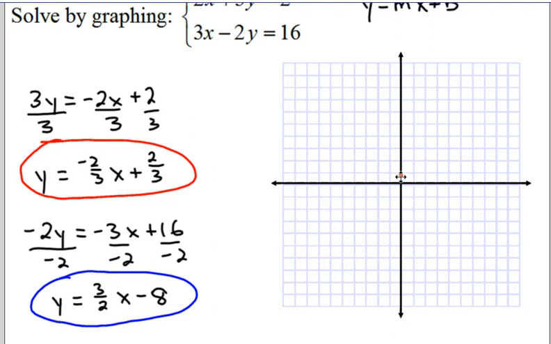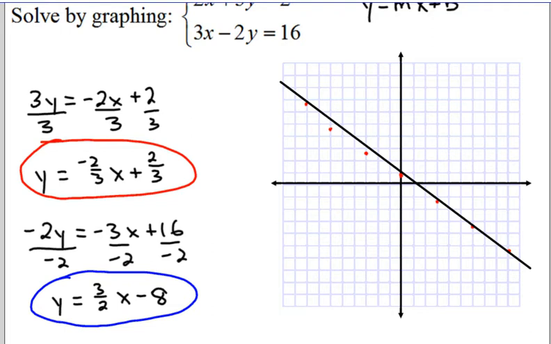Then the slope is -2/3. So I'm going to go down 1, 2, and over 1, 2, 3. I'll do the same thing again, down 1, 2, and over 1, 2, 3. Now, going down 2 and to the right 3 is the same as going up 2 and to the left 3. So up 1, 2, left 1, 2, 3. Okay, there's my line. I'm just going to draw a line through these points.